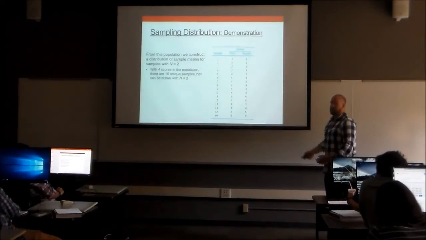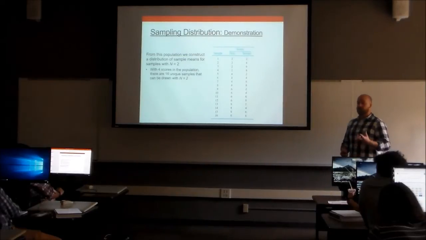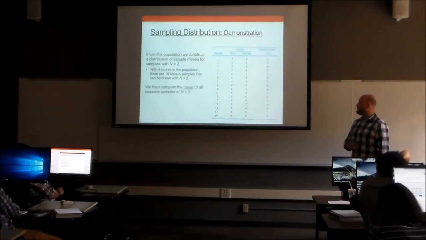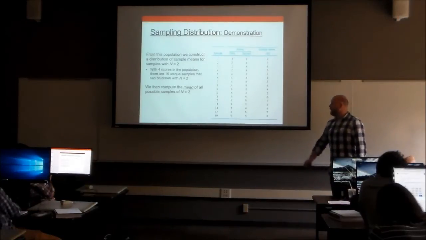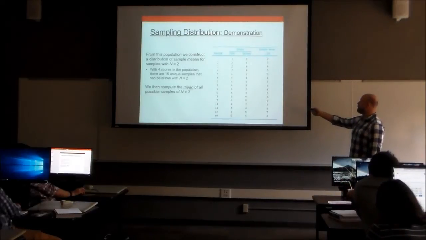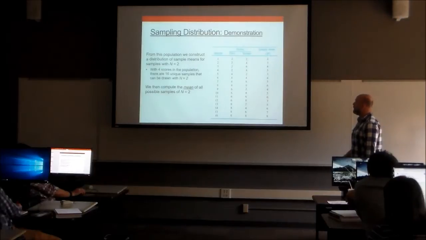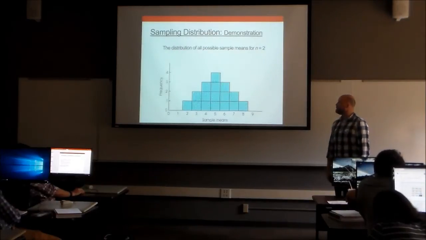So you can start to see, even with just 4 scores, there's 16 possible samples that could be drawn from that very, very small population. And then what we could do is compute the mean of each one of those possible samples of 2. So here's our sample: first draw, second draw with replacement, and then we go through and calculate the means of all possible samples.